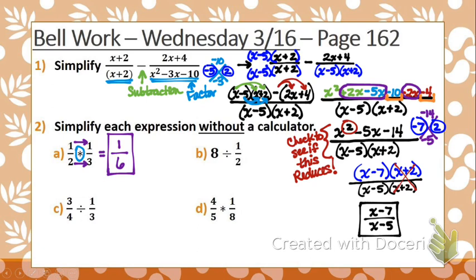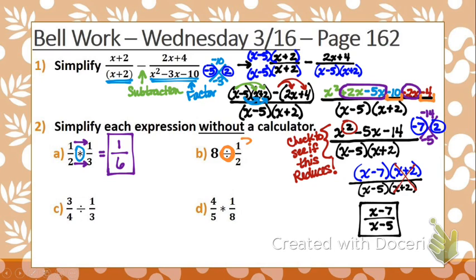Are we multiplying in part B? What do we have going on there? Division. How do you divide fractions? Well, it's a half. And you have a whole number on the other side. This is not the same thing as saying what is half of 8, because half of 8 would be 8 times 1/2. I'm doing 8 divided by 1/2.